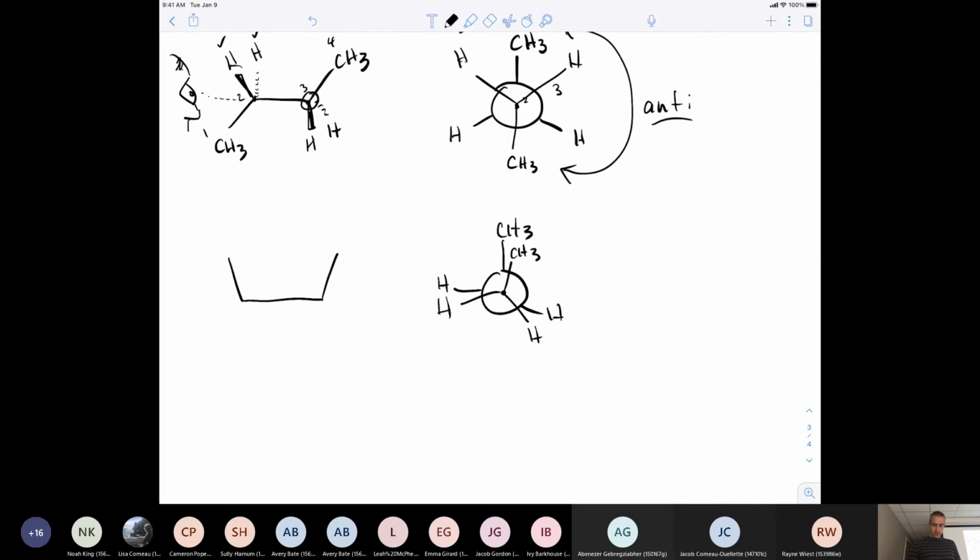So this one we would say is eclipsed. This maximizes the torsional strain because all the bonds are lined up, but also it puts the two biggest groups close to each other in space.